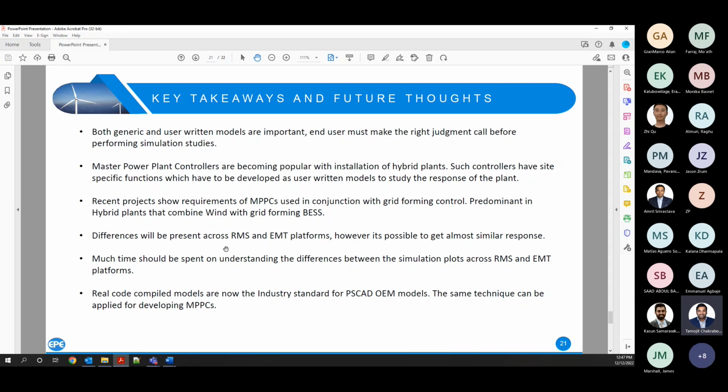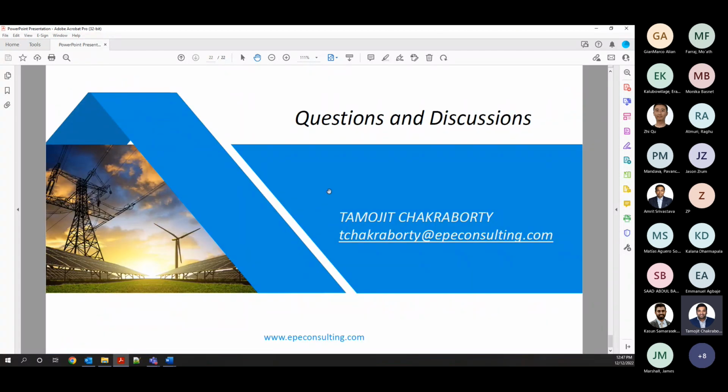More or less, I'd like to close with a final thought: there will be differences across simulation platforms. It is possible to get a similar response, but we need to spend time understanding the differences between the plots across platforms, like RMS and EMT. Despite real-code compiled models, which are now the standard for PSCAD OEMs, there will be differences. As simulation engineers, when performing studies we need to understand what the difference is and how best we can mitigate it. So with that, I'd like to hand it over to Kasun.